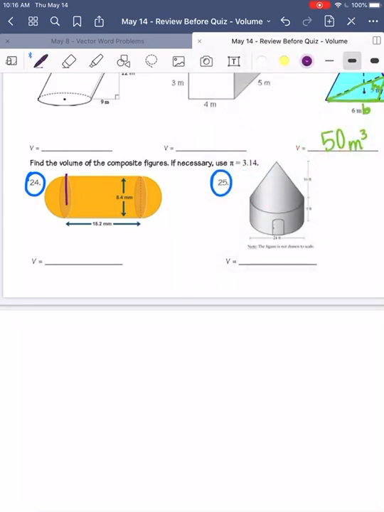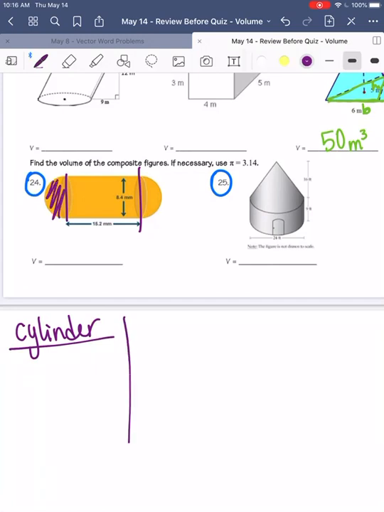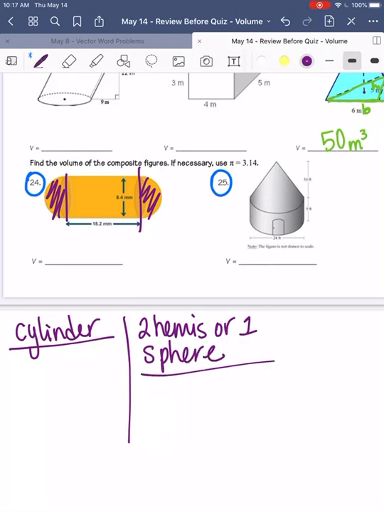So technically, you have here to here, you have a cylinder. All right, and then on the ends, you have one hemisphere and one hemisphere. So basically two hemispheres. Or what's another way to think of that? If you have two hemispheres and you put them together, it makes one sphere. So I think, honestly, if you just do the one sphere, it makes it easier.